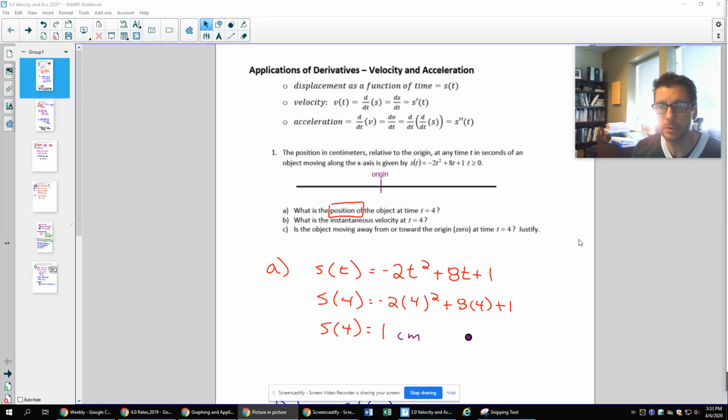If you go back into doing derivatives, then what you can see is your original function, displacement, which would be meters or kilometers, centimeters. If you take one derivative of displacement, you get velocity. If you take the second derivative of displacement, you get acceleration. So we're going to use that knowledge to help us solve some problems.